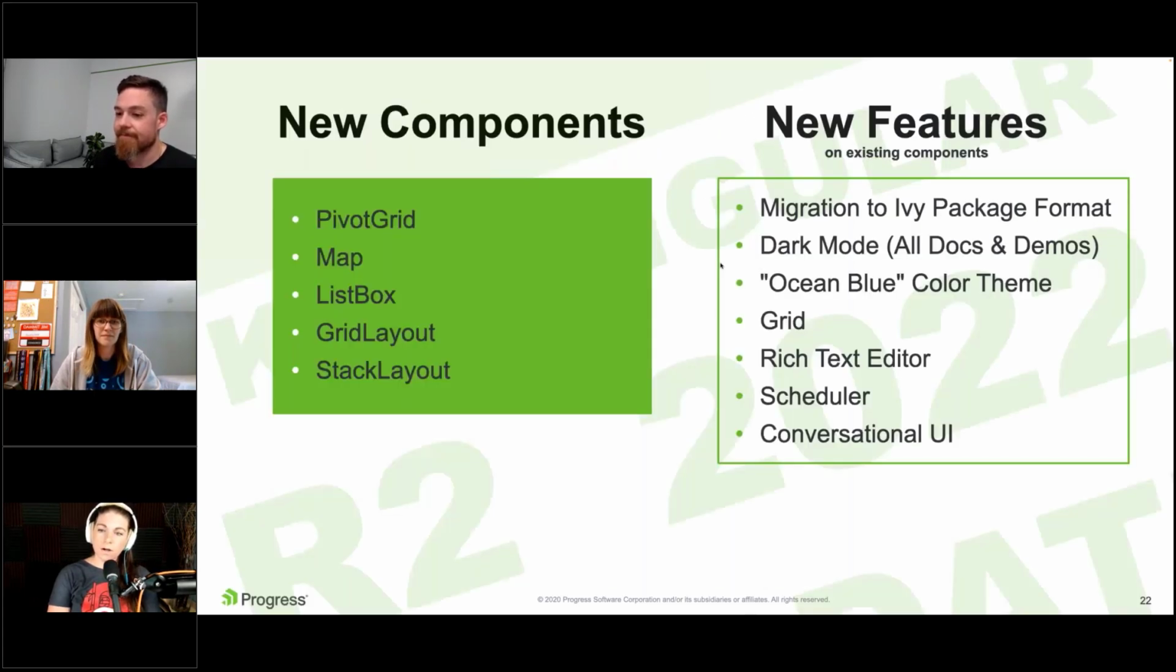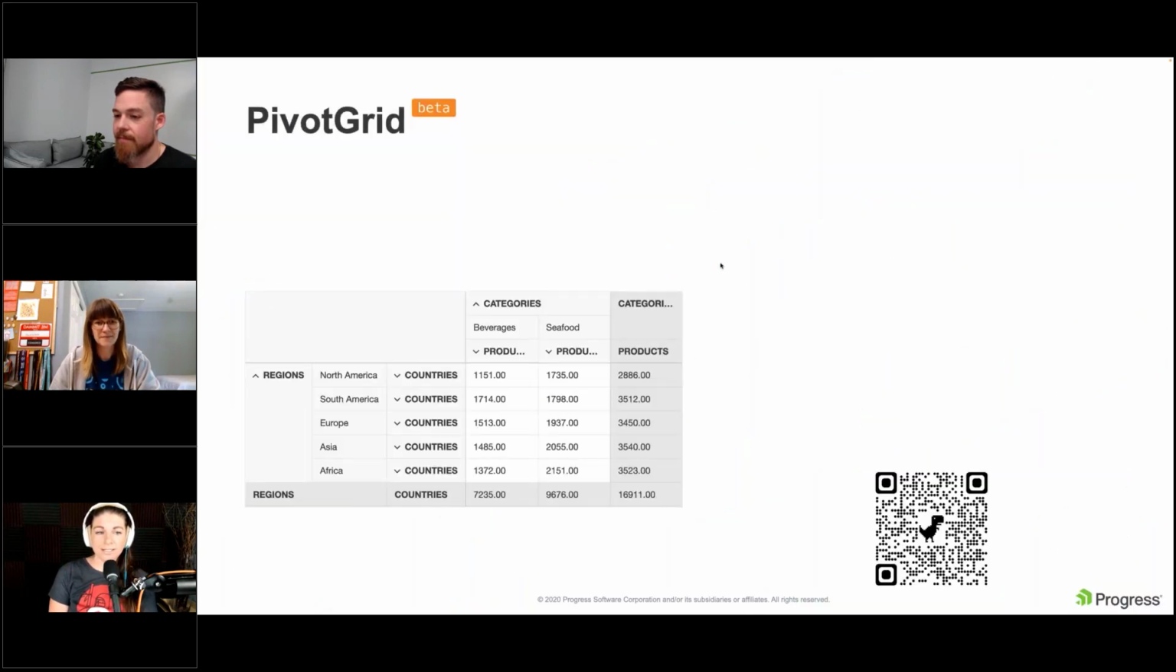I think we covered migration to the Ivy package format, dark mode, ocean blue, grid, and all of the updates with our rich text editor, scheduler, and conversational UI. But we did skim a little bit for time's sake. I'm just checking that now. So we're going to go into new components, but do check out the beautiful article that Carl wrote.